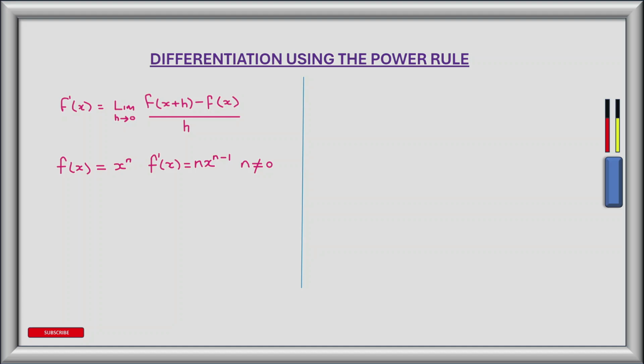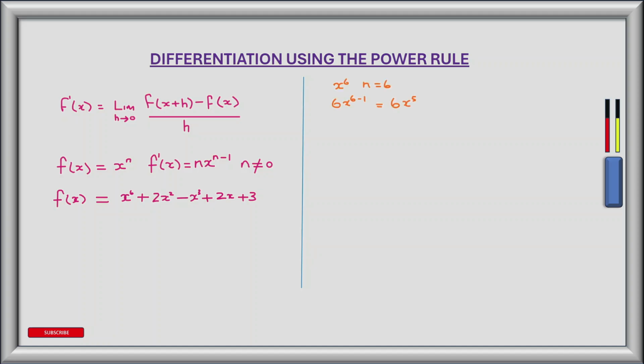So let's say we have a function f of x equal to x to the power n, where n is not equal to 0. The derivative of f of x, or f prime x, is then equal to n multiplied by x to the power of n minus 1. So let's see how this can be applied to a real polynomial. We have a function f of x equal to x to the power of 6 plus 2x squared minus x cubed plus 2x plus 3. We can apply the power rule to each of the terms individually to get the complete derivative.